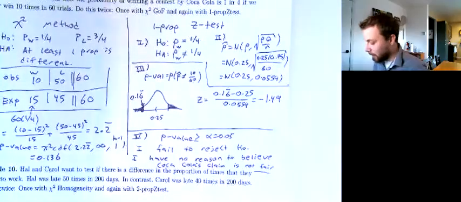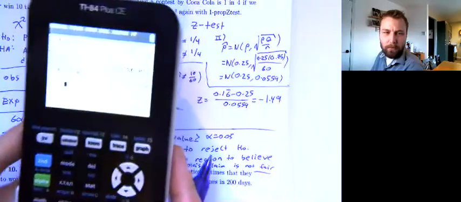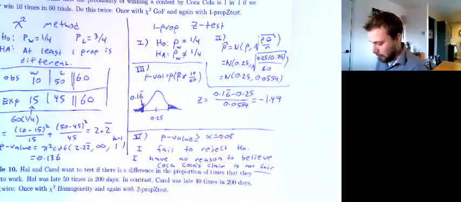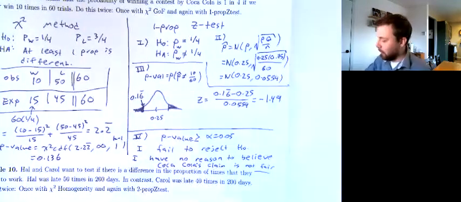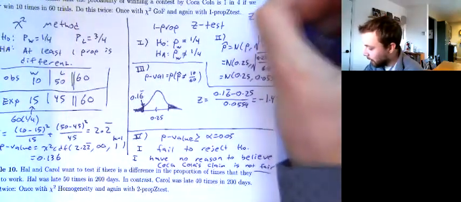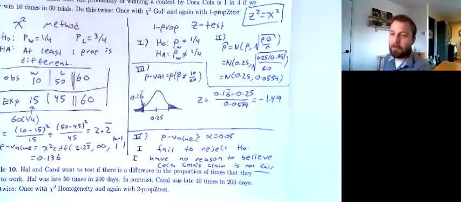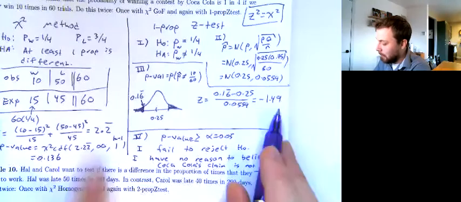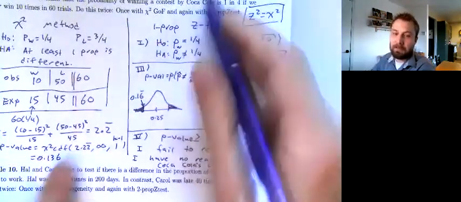Just as a quick check, if I take this negative 1.49 value and square it, I end up getting 2.22 repeating. So again, my observation, if I take my z-scores and I square them, they should match up with the chi-squared value if you're analyzing the same data set in two different ways.